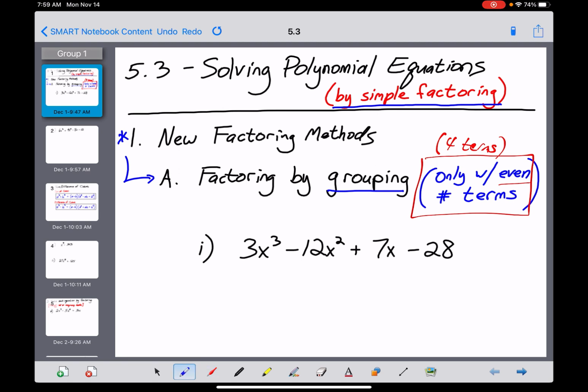So let's take a look at this example right here. We've got 3x cubed minus 12x squared plus 7x minus 28. As far as I'm aware, you guys have never been asked to factor something like this before. This would be a 4-term cubic polynomial. And the way we're going to do this, as the name suggests, is we are going to group 2 out of the 4 terms together. And almost always, we simply are able to group them in order. So what I'm going to do is throw a set of parentheses right here around the first 2 terms in that polynomial. And then, this won't always work, but it does in this case.